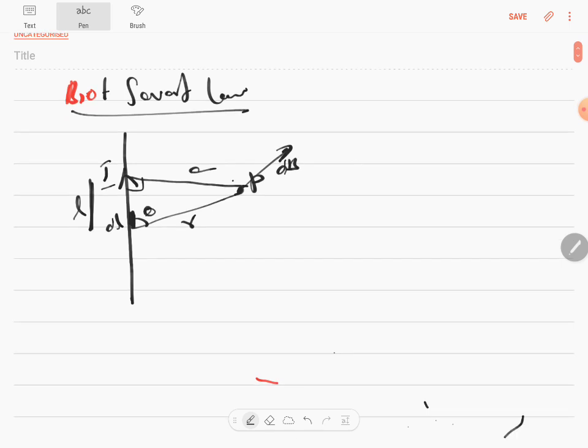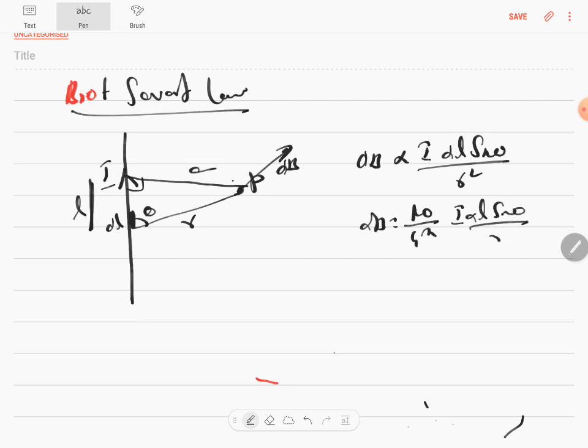According to Biot-Savart law, dB is proportional to I dl sine theta by r square, and dB is equal to proportionality constant mu naught by 4 pi I dl sine theta by r square. In electric current it was 1 by 4 pi epsilon naught. Here it's mu naught by 4 pi. Mu naught is nothing but permeability.